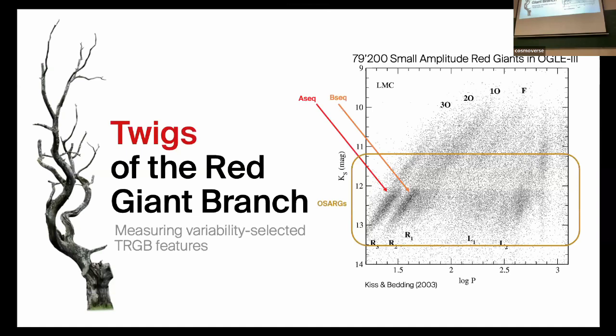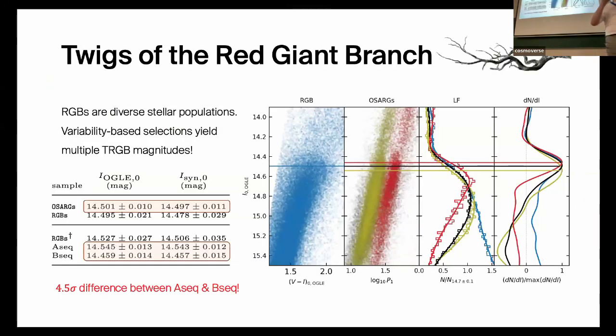And in the process, we figured out that the tip of the red giant branch is actually more like some twigs of a red giant branch. So twigs are, of course, the smaller subdivisions of an actual branch. And you can see this here by looking at the different PL sequences. And in particular, I would like to focus on the A and B sequences here. But of course, in the overall OSAR measurement, we've just been using all of these. But if we look at this A and B sequence in particular, here we have the logarithm of the period and the magnitude.